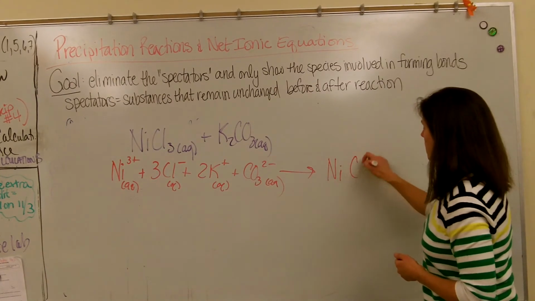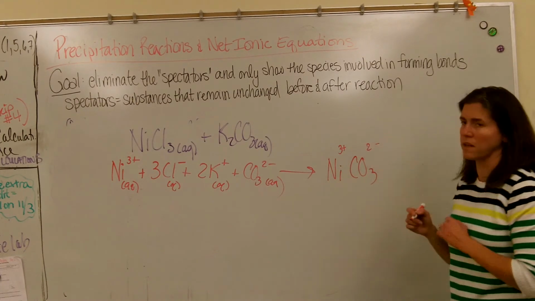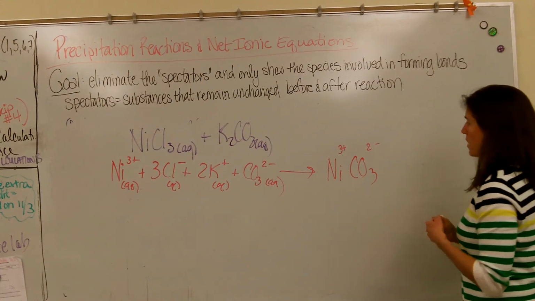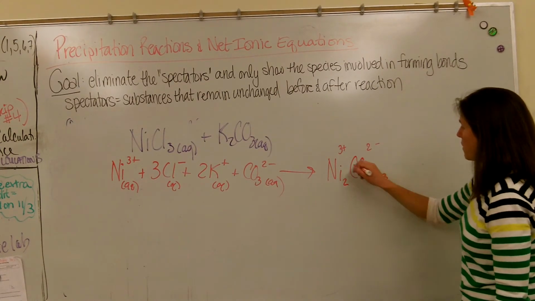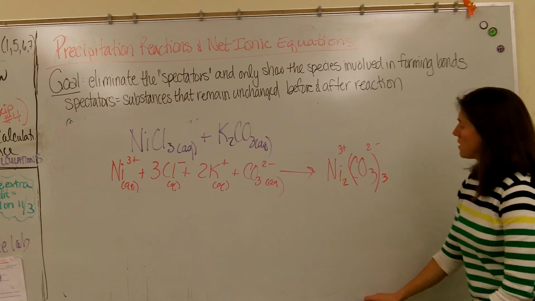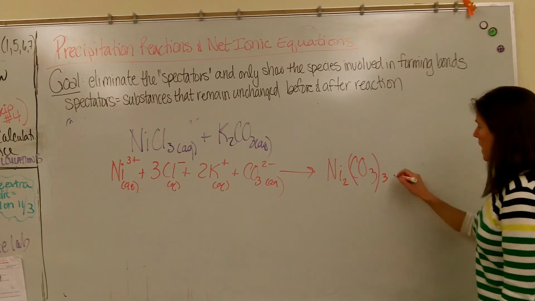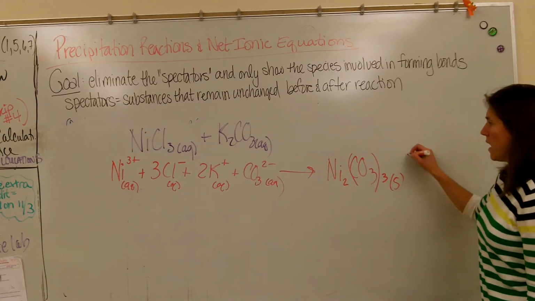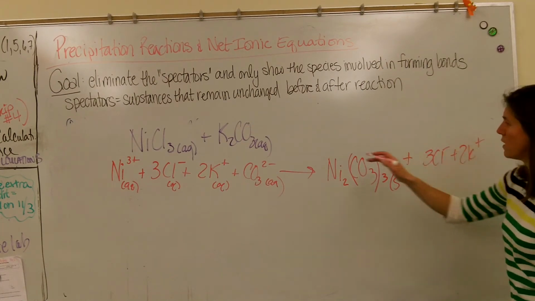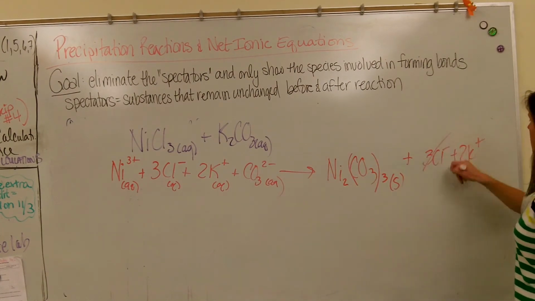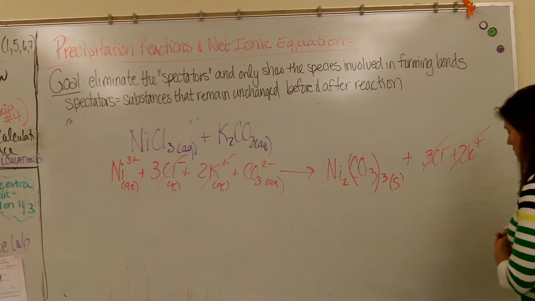So nickel carbonate, I'm going to put it together. Nickel's got a +3 charge, carbonate has a -2 charge. Don't forget to consider charge. Use my crisscross method. I need 2 nickels for every 3 carbonates. Once I do that, I'm going to erase the charges because now this compound is neutral, and this is the solid that I formed. I still have these chlorines and potassiums hanging out. They were there before, they're there after. They're not doing anything. Okay, so those guys right there are my spectators.